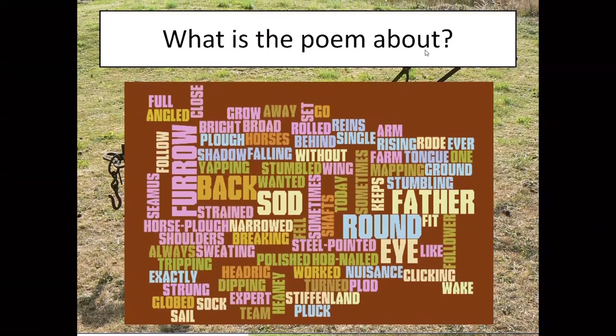There's also a mixture of positive and negative imagery. We've got words like stumbling, close, tripping. There's almost this element of clumsiness that seems to come through, which will make more sense when we actually read the poem.